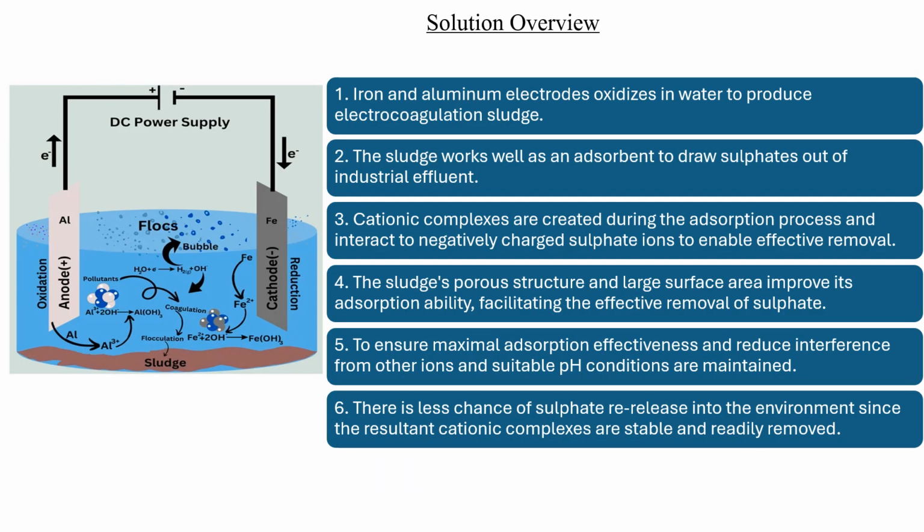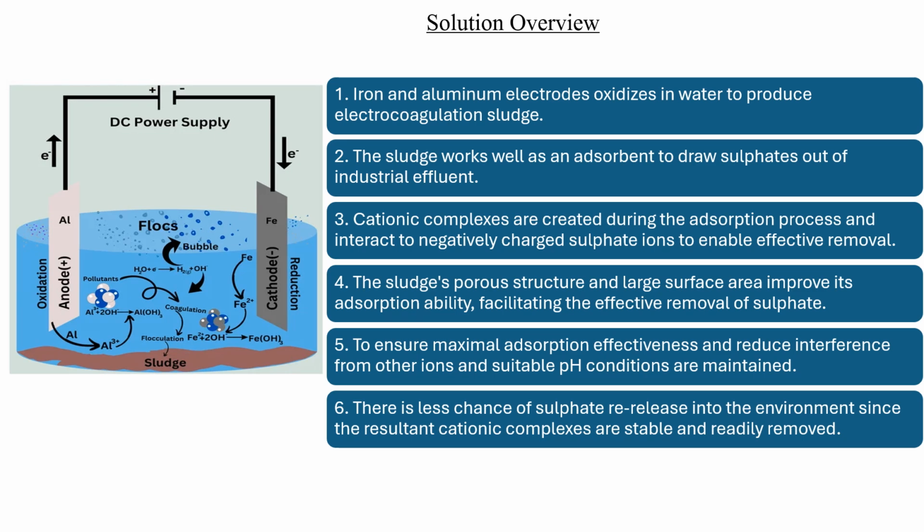Solution overview. When iron and aluminium electrodes mix with water, they create a useful sludge. This sludge then acts like a sponge, absorbing sulfates from industrial effluent. The sludge's positive charges grab onto sulfate pollutants, allowing complete removal. The sludge's sponge-like texture will then make it super effective to soak up sulfates.